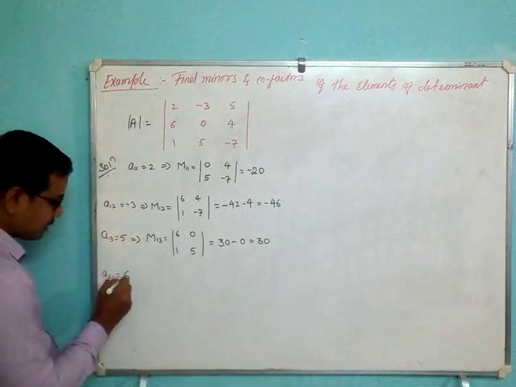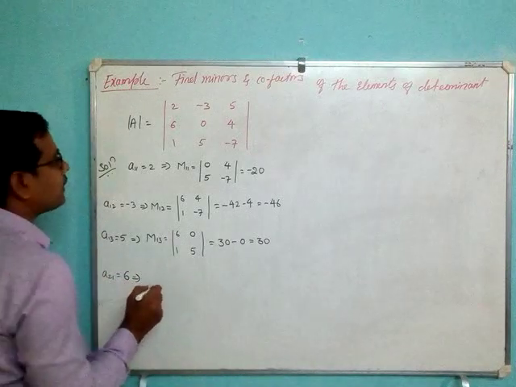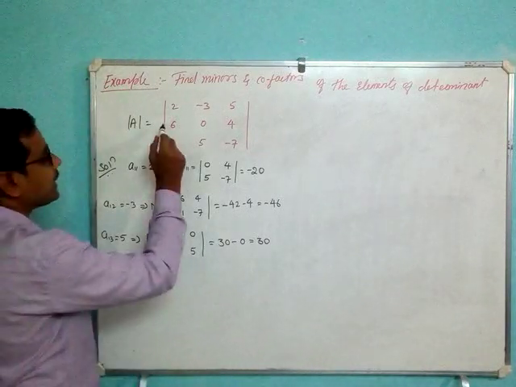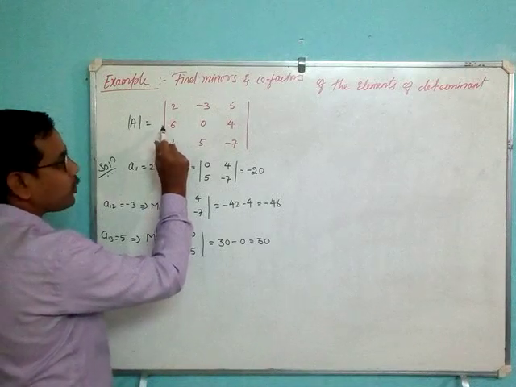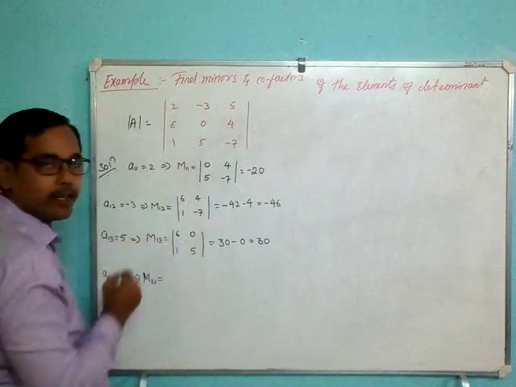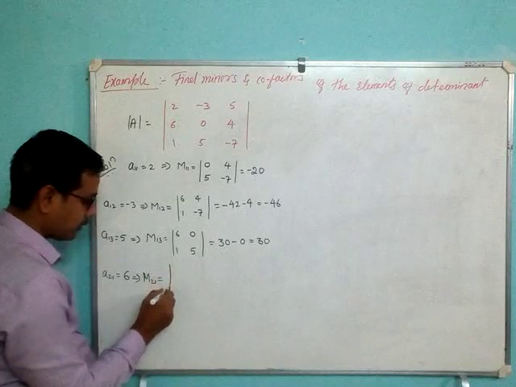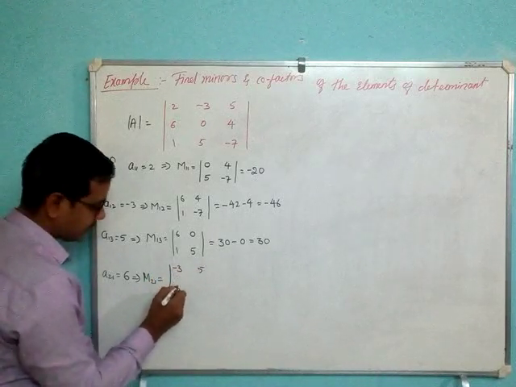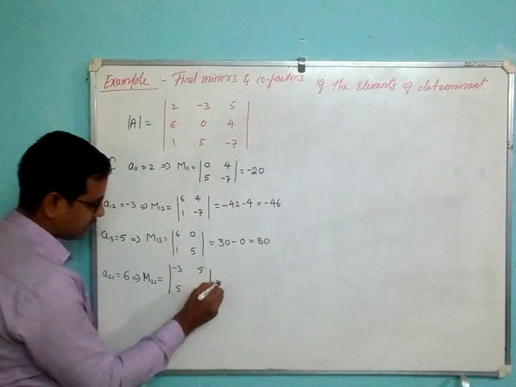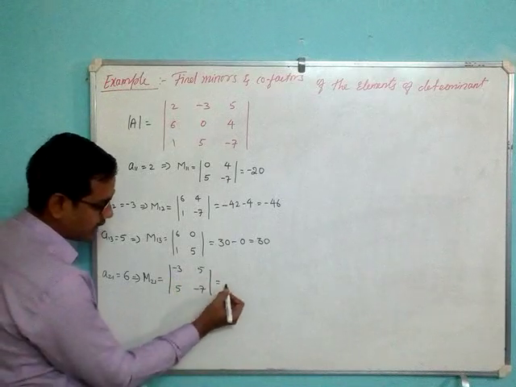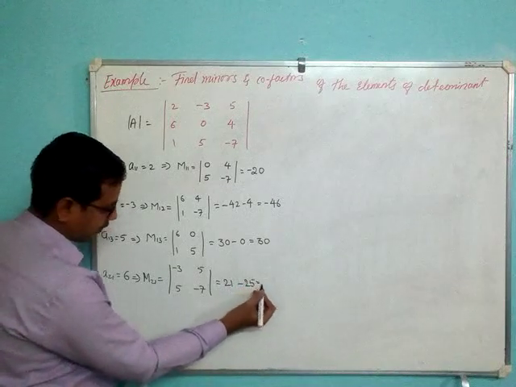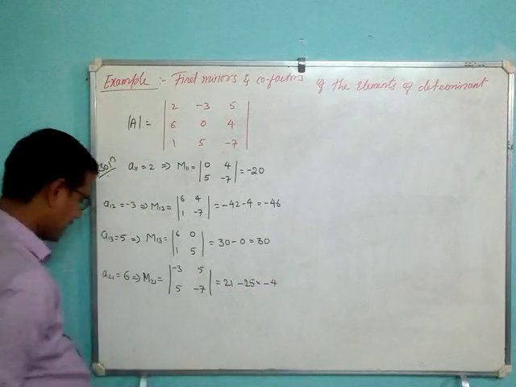A21 is 6, right? So what will be M21? Neglect the row and column containing 6. There is second row and first column. So this will be minus 3, 5, 5 and minus 7. So minus 3 into minus 7 is 21, minus 25. So 21 minus 25 is minus 4.